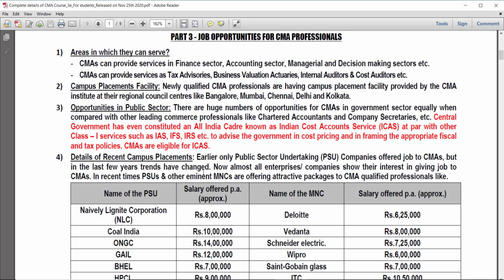So simply saying, CMA is a shortcut for a government job, with a decent salary and with decent respect. Central government has even constituted an all India cadre known as Indian Cost Accountants Service, just like other civil services like IAS, IFS and IRS. So ICAS is also an All India Cadre Service, constituted by government at par with other class 1 services. This service is especially constituted to advise the government in cost pricing and in framing the appropriate fiscal and tax policies.